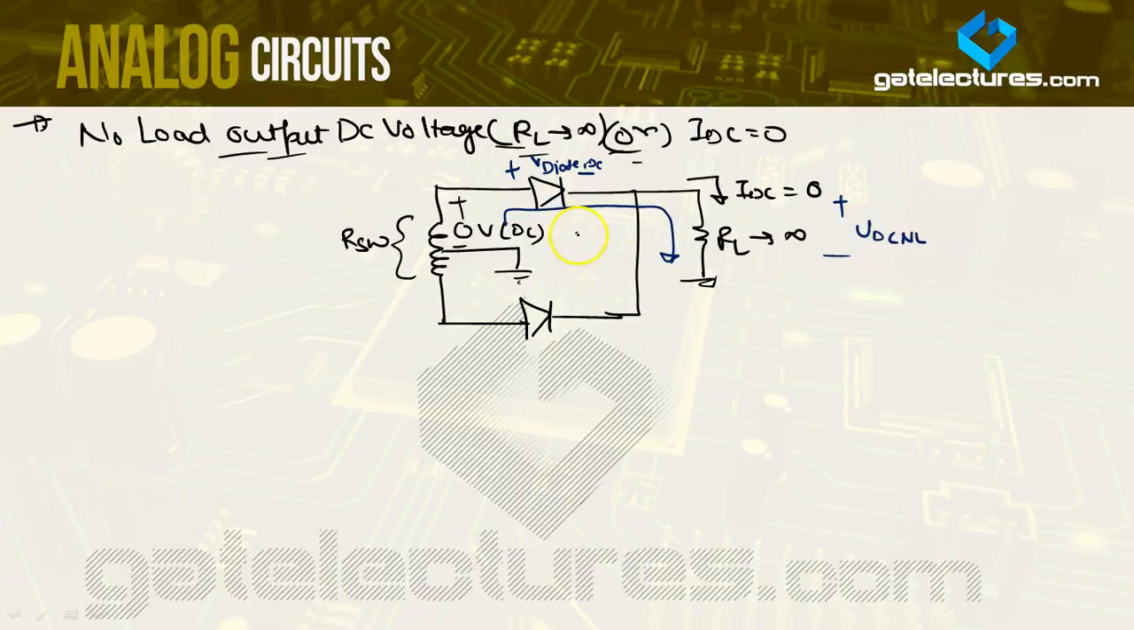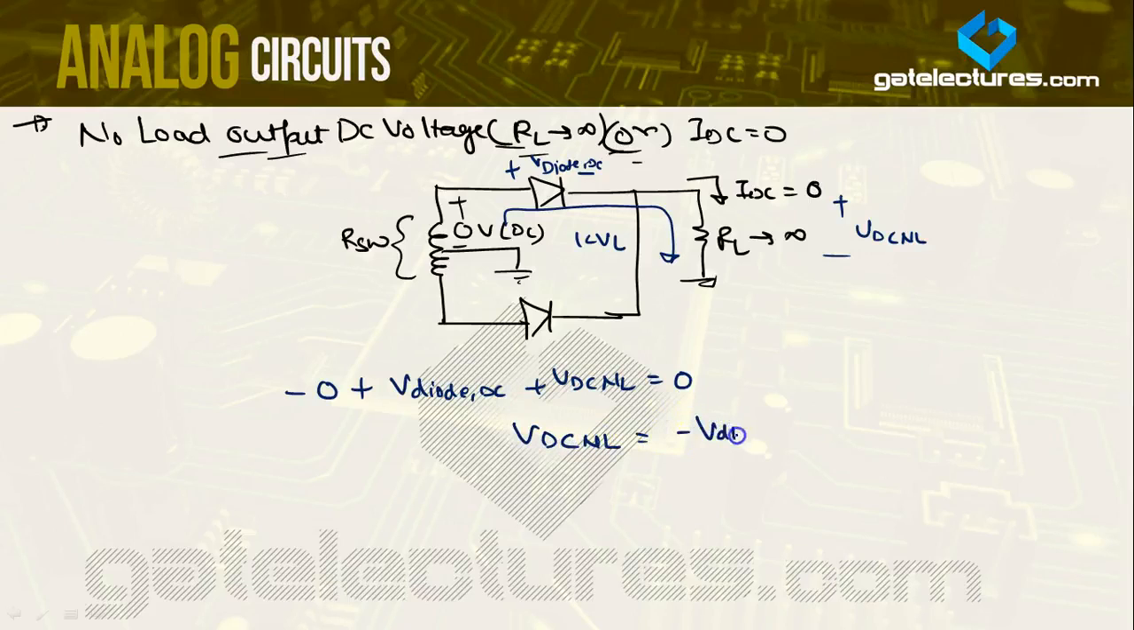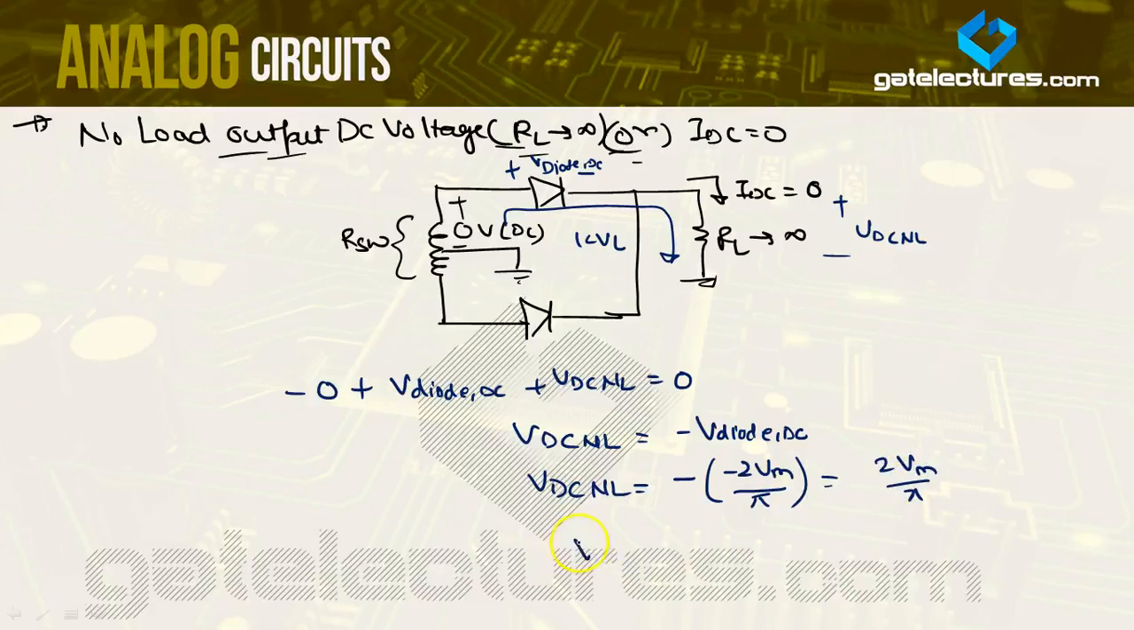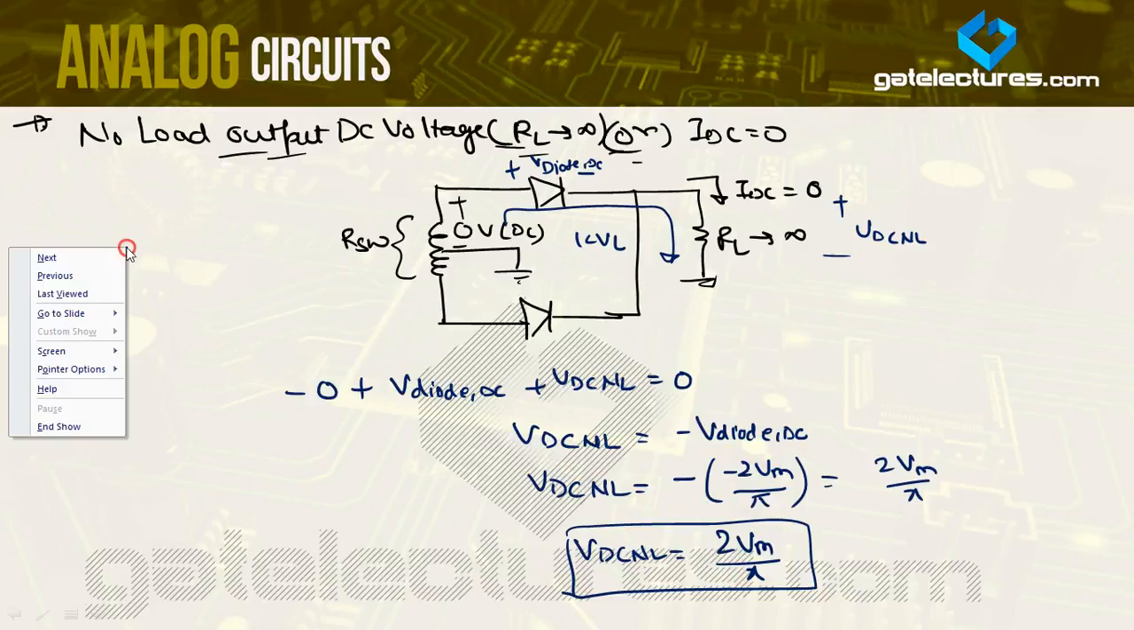If we apply the KVL here, we get -0 plus V diode DC plus VDC NL is equal to 0. So we can say that VDC NL is minus V diode DC. What was V diode? Minus 2 Vm by pi, as we derived earlier in the last lecture. So VDC NL is 2 Vm by pi. This is the no load output voltage. I think it was the 9th point. Okay, understood.